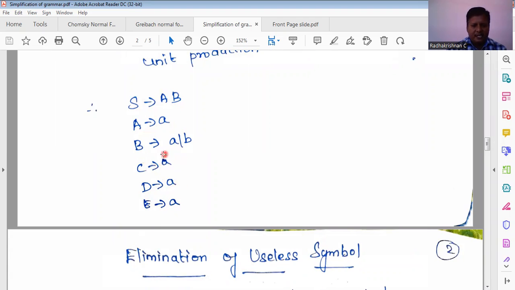Next, C gives D. Instead of the D position, the D equivalent value A is replaced here. And B gives capital C or small b. At that particular location, the capital C production rule alternative will be replaced here. So P gives small a or small b. So this is the simplified form after the unit production removal.